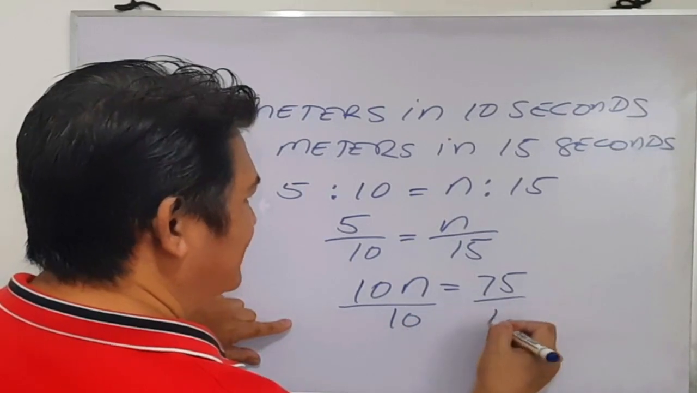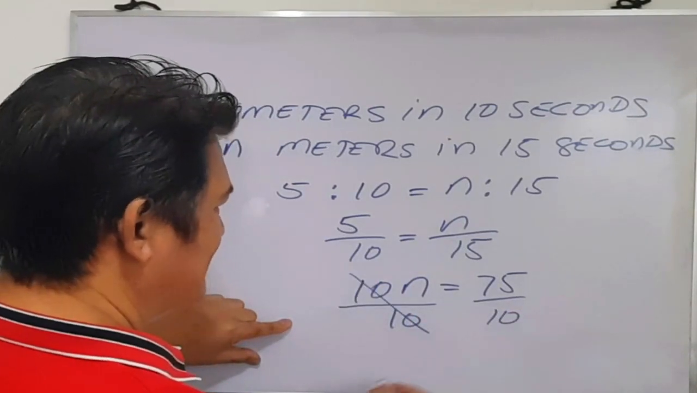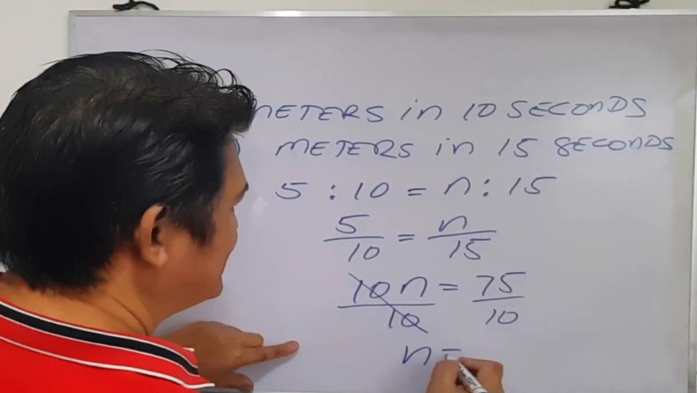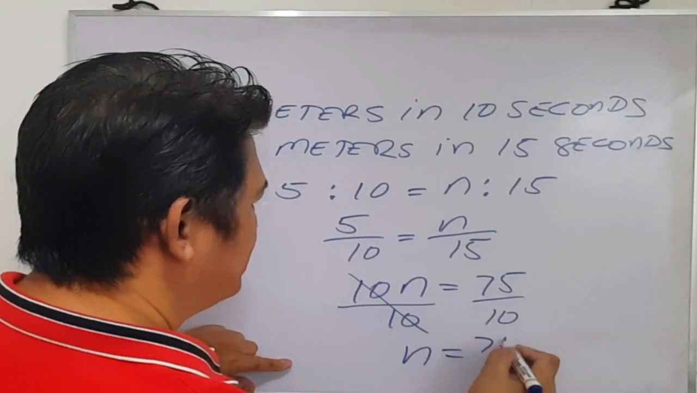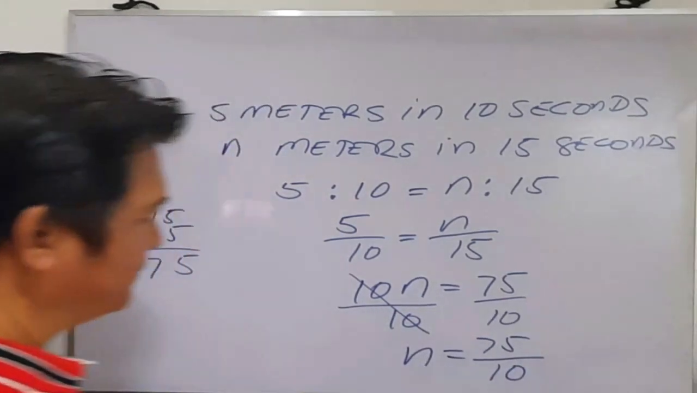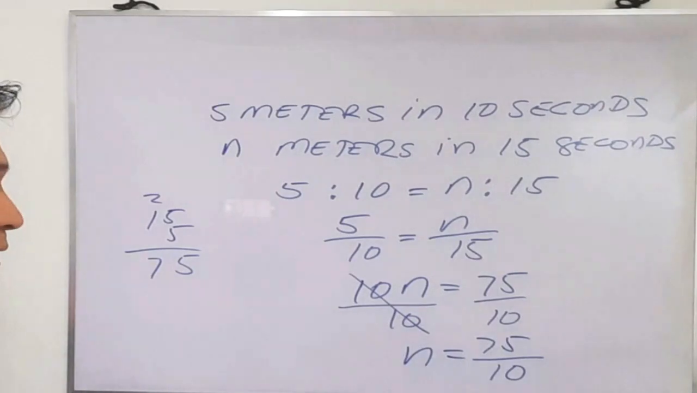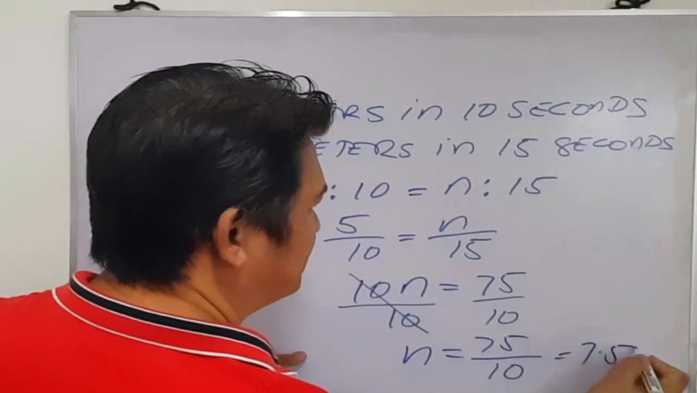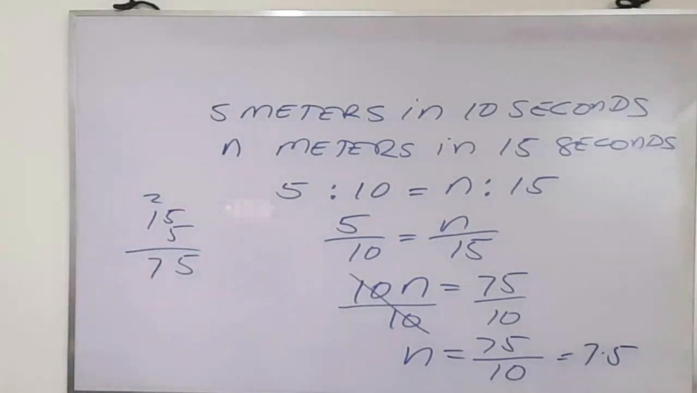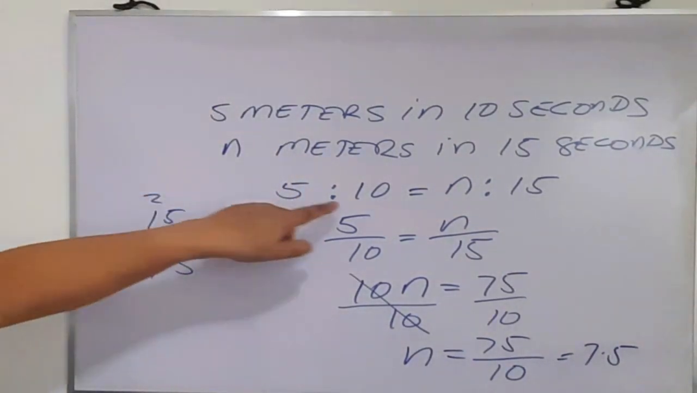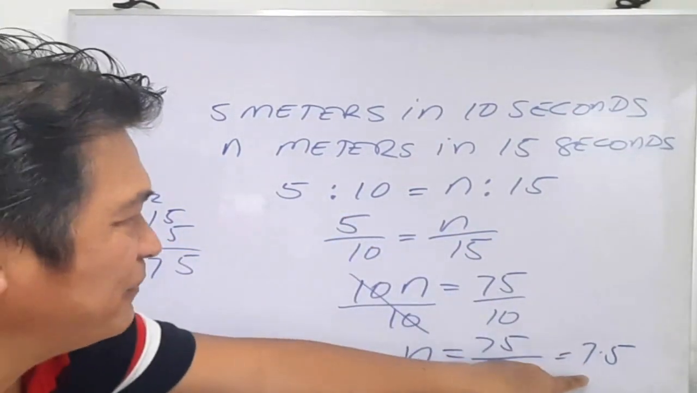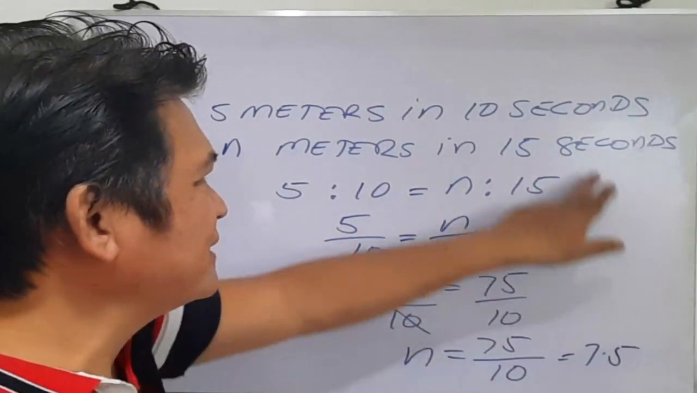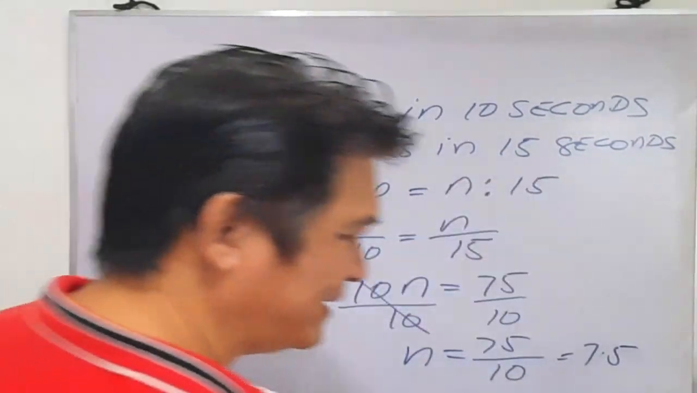And to solve for the value of n, we divide both sides by 10. Divide by 10, divide by 10, we cancel this. We have n is equal to 75 divided by 10. And 75 divided by 10 is 7.5. Therefore, your 5 is to 10 is equal to 7.5 is to 15. That means you can walk 7.5 meters in 15 seconds.